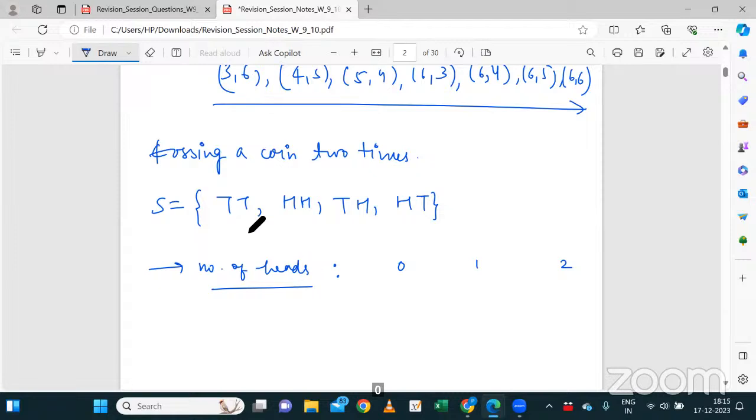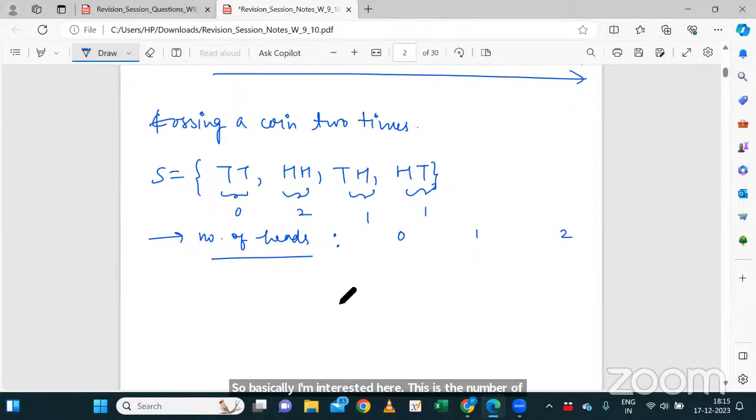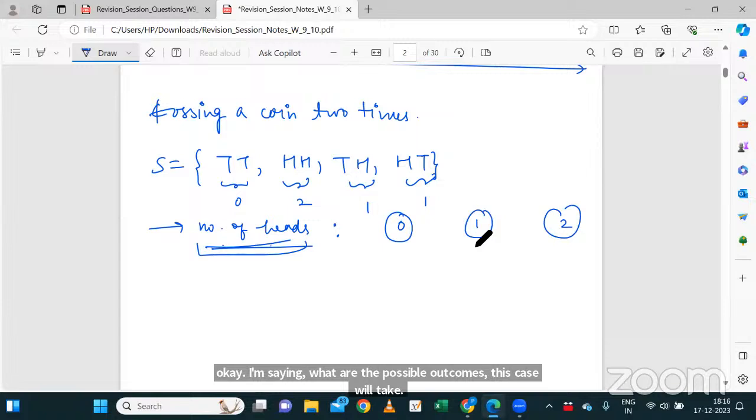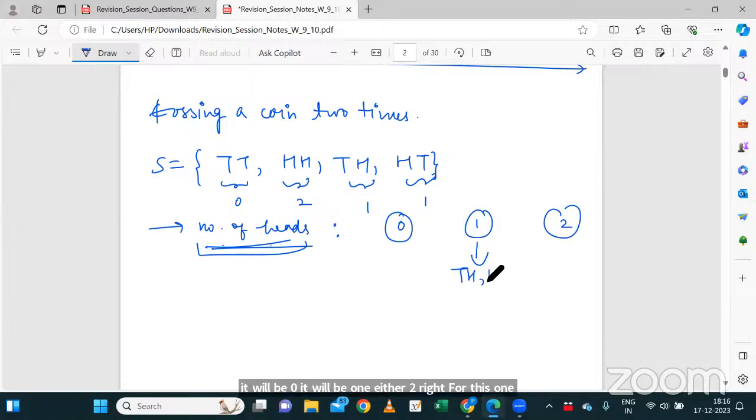Number of heads means either 0 heads, 2 heads, 1 head, or 1 head, right? So basically, I'm interested here in the number of heads. In those kinds of scenarios, what are the possible outcomes this case will take? Either it will be 0, it will be 1, or it will be 2, right?